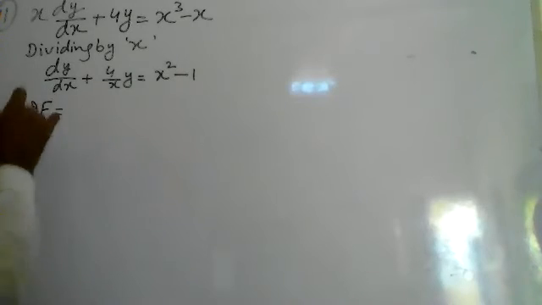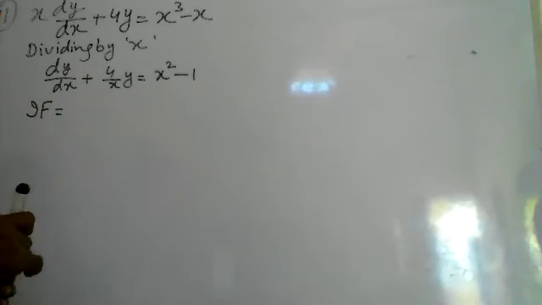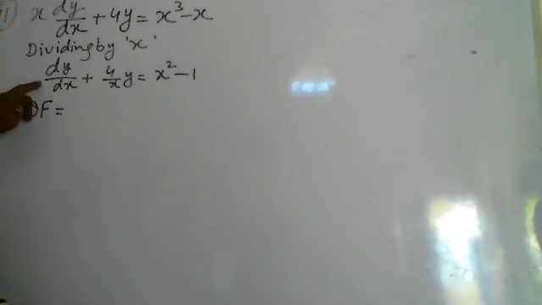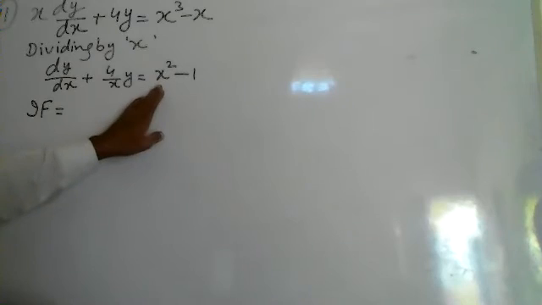Remember that to find the integrating factor, first you convert into the standard form. What is the standard form? The dy/dx must have coefficient 1 only, not other than 1, and on the right side there should be no term involving y. Okay, now we'll find the integrating factor.